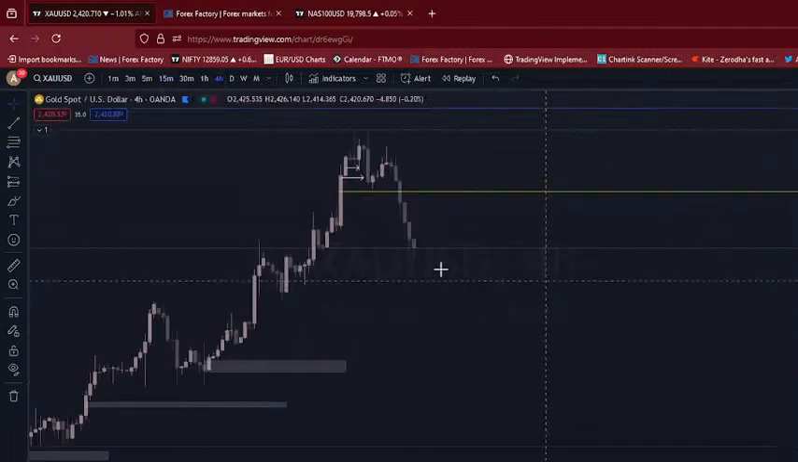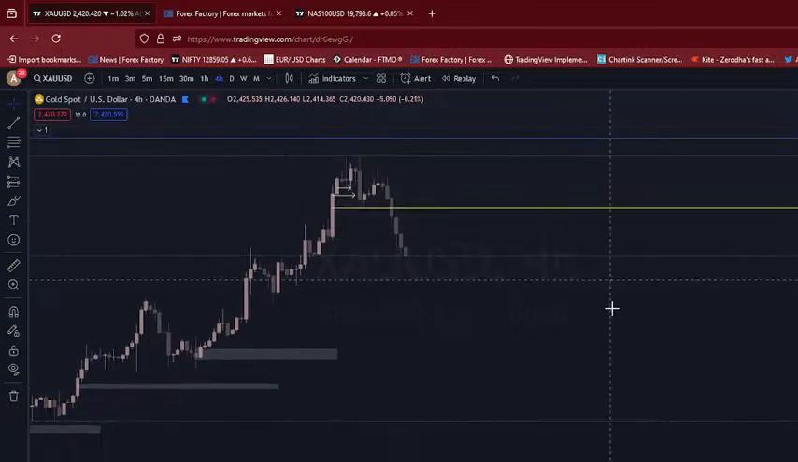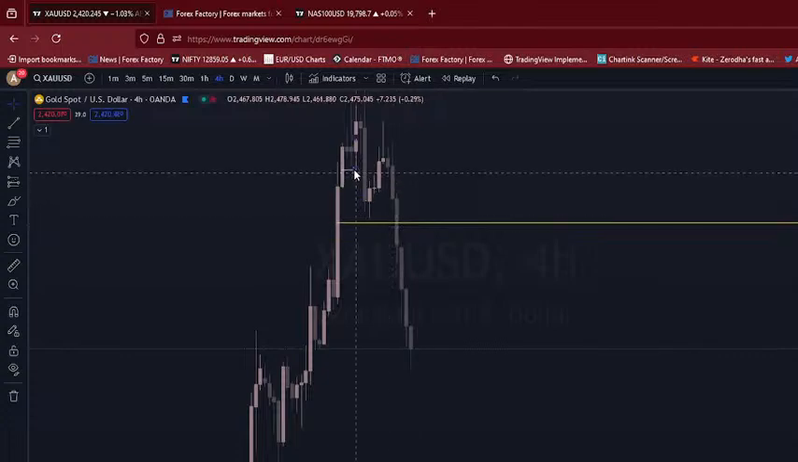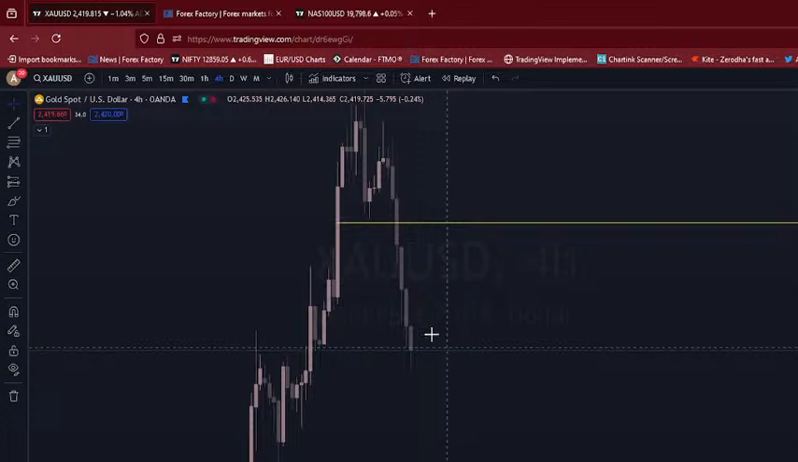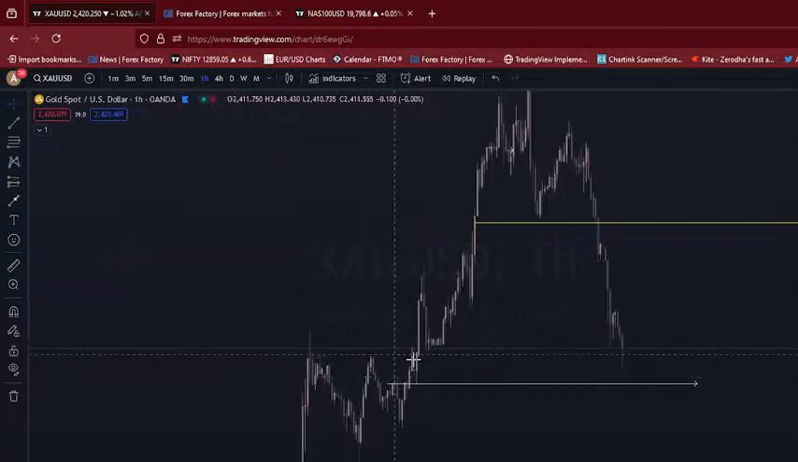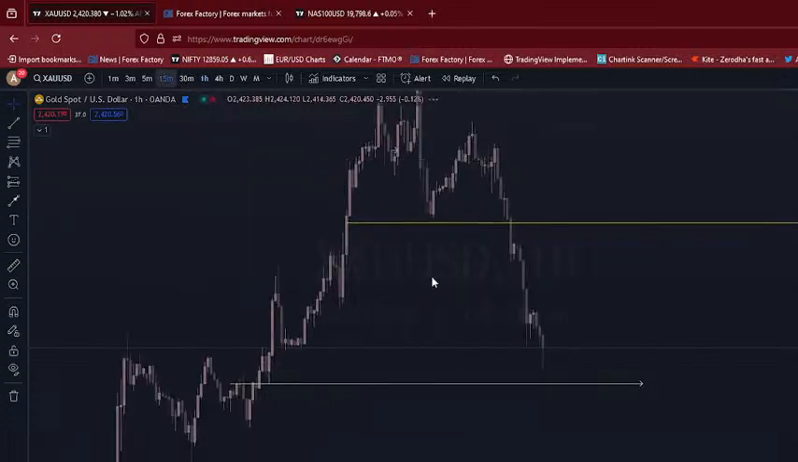On the 4 hour it seems to be in a bearish move. Oh my god, it just went down crazily. Okay, it came down to this demand zone. This is the zone actually, though I couldn't draw the zone perfectly. So on the 1 hour chart, it's happening like that.